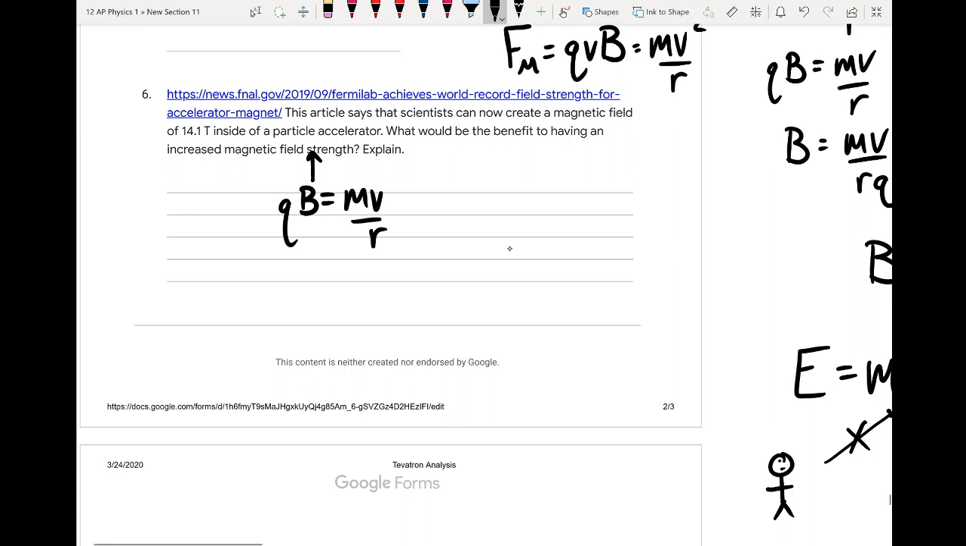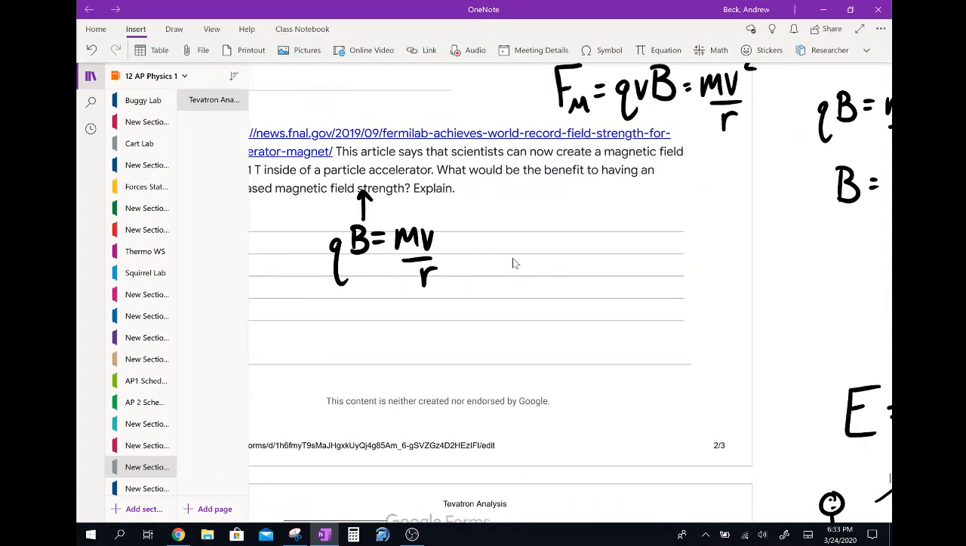Actually, let me pause this really quick and think about what I want to say before I say the wrong thing. Okay, I think I figured out what I want to say.